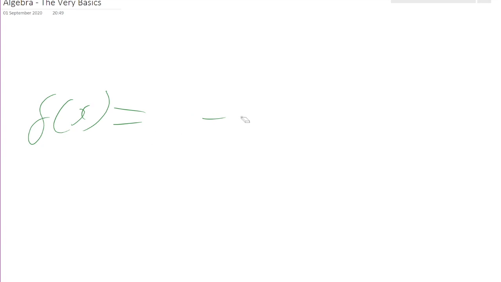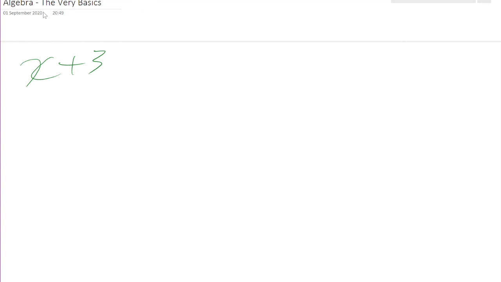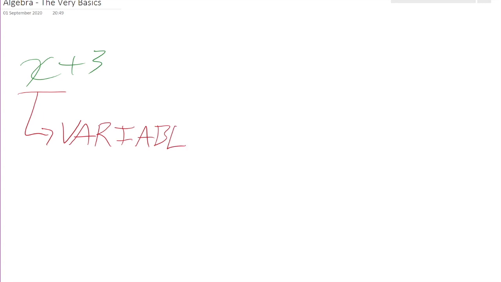I've talked a lot about variables. I should probably explain what a variable is. So in the expression x plus 3, obviously x is the variable. There are two types of values in this expression. We've got x, which is our variable, and 3, which is called a constant.